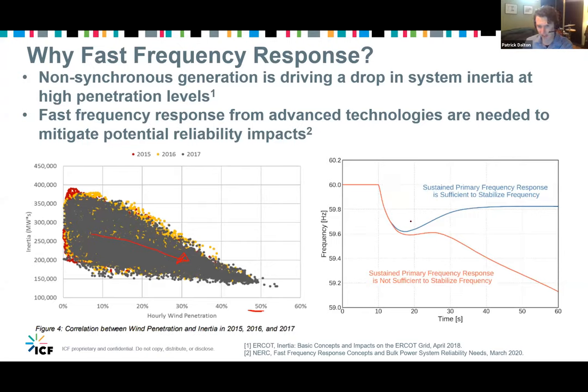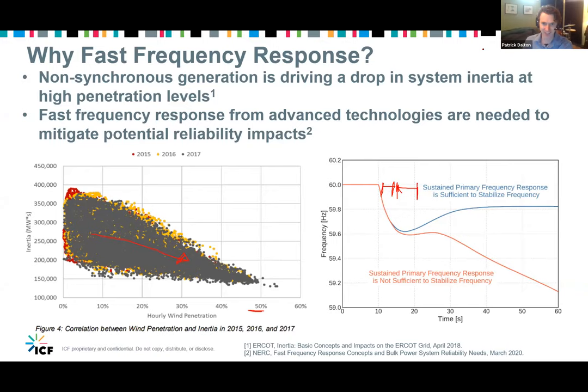On the right-hand side of the screen, we're looking at a curve. The blue curve shows a stable frequency response. Maybe we had inertial response kick in this time zone, and the time scales are quite delayed here on the bottom, so I wouldn't pay too much attention to those. But secondarily, the fast frequency response could help stabilize the system. So the reason we are talking about fast frequency response and inertial response is that higher levels of penetration could cause system instabilities if this isn't addressed.